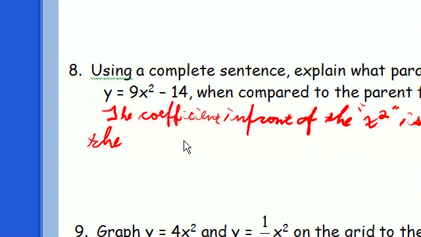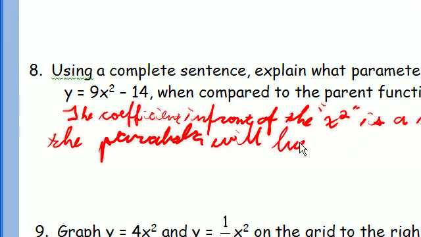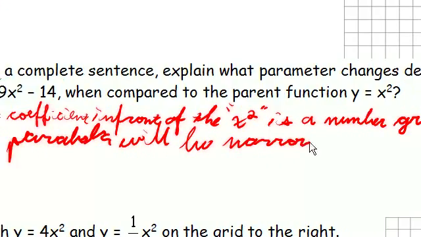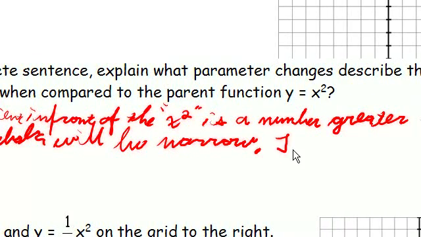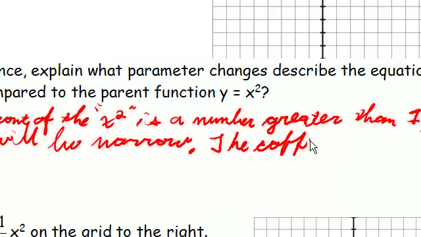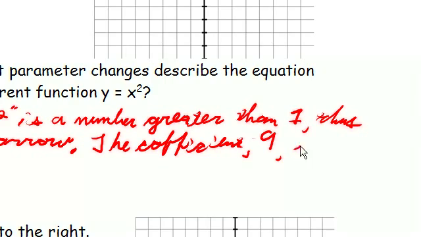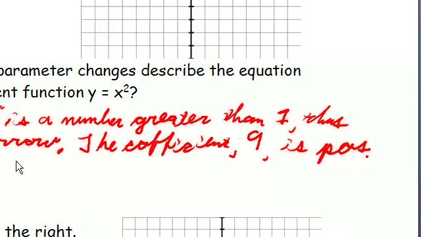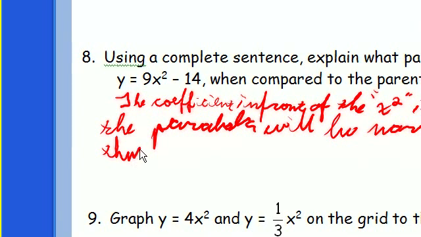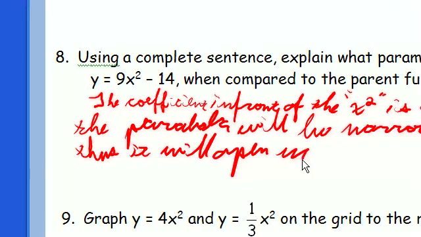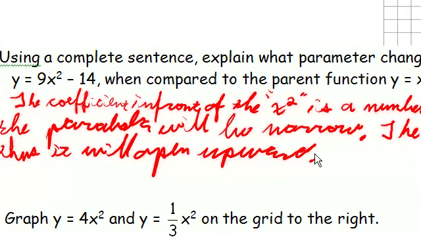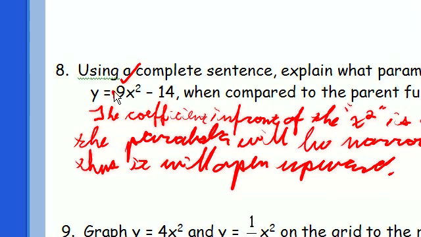Oops, the parabola will be narrow. Good thing I'm narrating, huh? You can't read this writing. The coefficient 9 is positive. Thus it will open upward. So we've talked about the 9, we've talked about the positive in front of the 9.